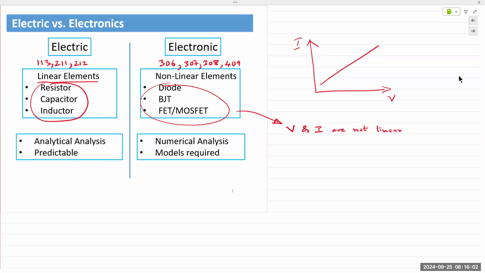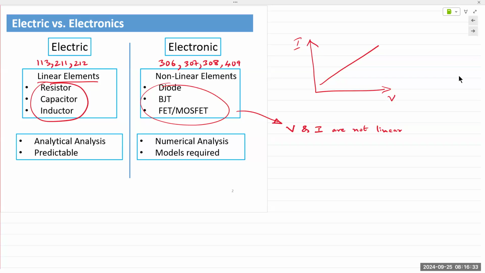In numerical analysis, what we do is we take approximate models. We create several different models for our devices, and then depending on which model fits our conditions best, we use that equation. So no one single equation will describe our device in all conditions. For every different condition, we'd have a different model. So depending on what we want, we would use that kind of model.